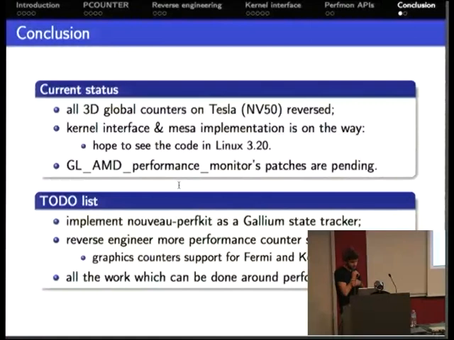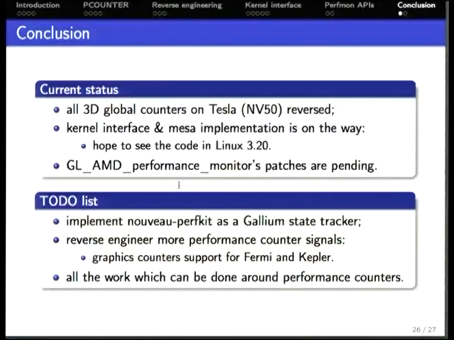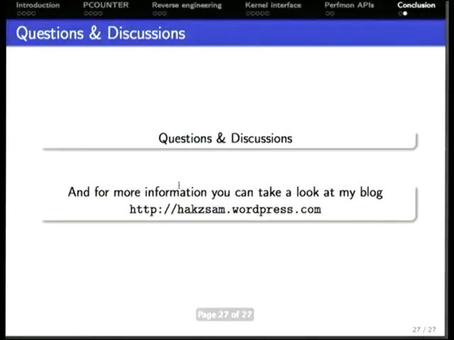And in my to-do list, I have some interesting stuff. I will continue to implement Nouveau PerfKit as a gallium state tracker. I will try to reverse engineer more performance counter signals, like graphics counters for Fermi and Kepler, some MP counters, and all the work which can be done around performance counters with NVIDIA and Nouveau. So thank you. If you have some questions.